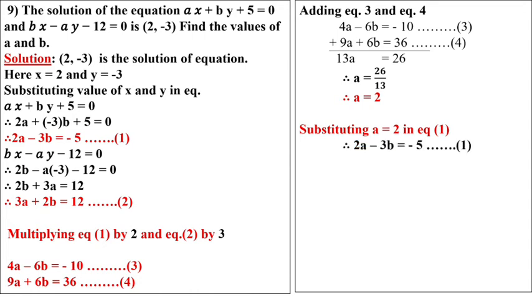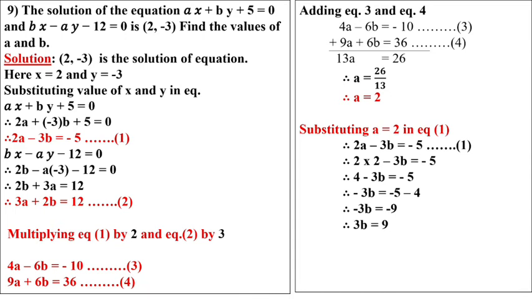What is equation number 1 we have? 2a − 3b = −5. So 2 into 2 − 3b = −5. 2 twos are 4, so 4 − 3b = −5. Now the positive 4 goes to the right side and becomes negative. So −3b = −5 − 4, which is −9. Eliminating the minus from both sides, we get 3b = 9. Therefore b = 9 upon 3. Here we get the value of b as 3. So student, the value of a is 2 and the value of b is 3.